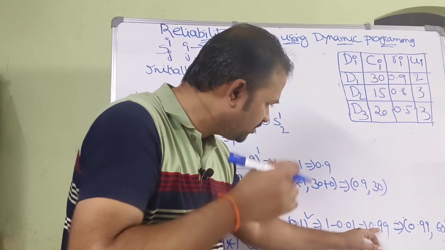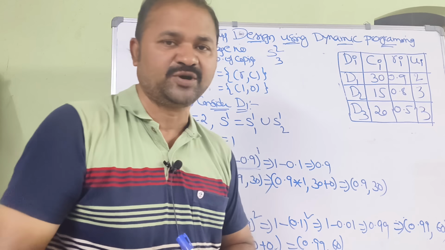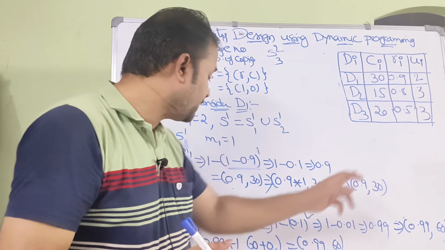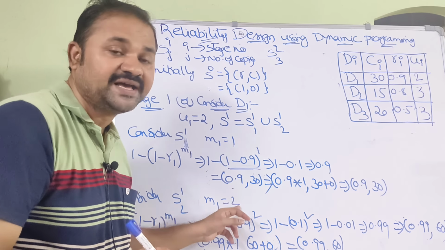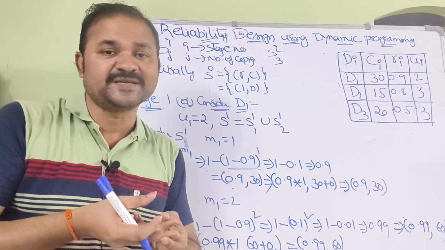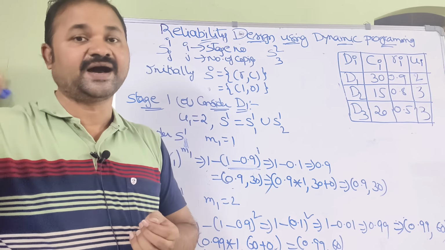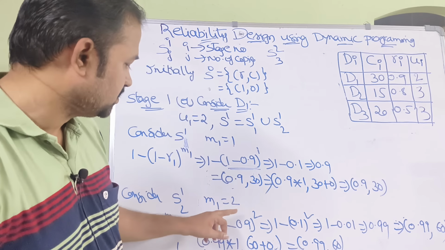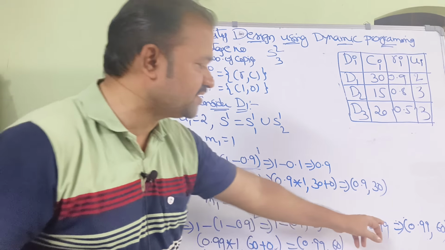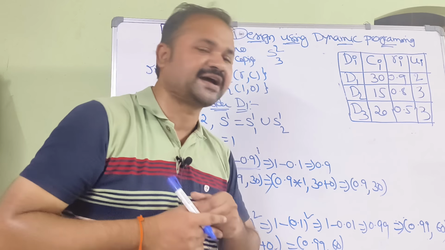So now what is the reliability? 0.99 is the reliability. Here, what is the cost of the first device? 30. But here, how many copies do we have? Here we have 2 copies. So 2 copies means 30 plus 30, or 30 into 2. Here we have 2 copies of device 1, so 30 plus 30 means 60. So now the pair is 0.99 comma 60.